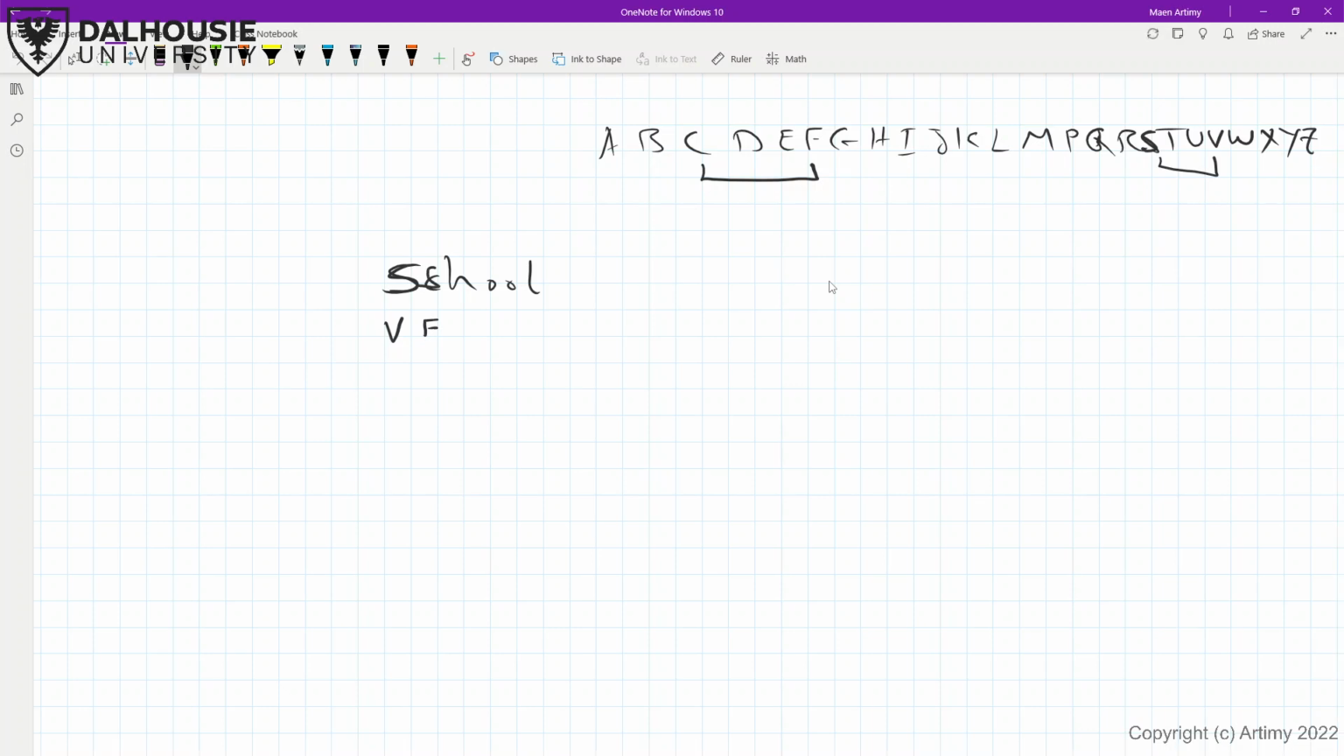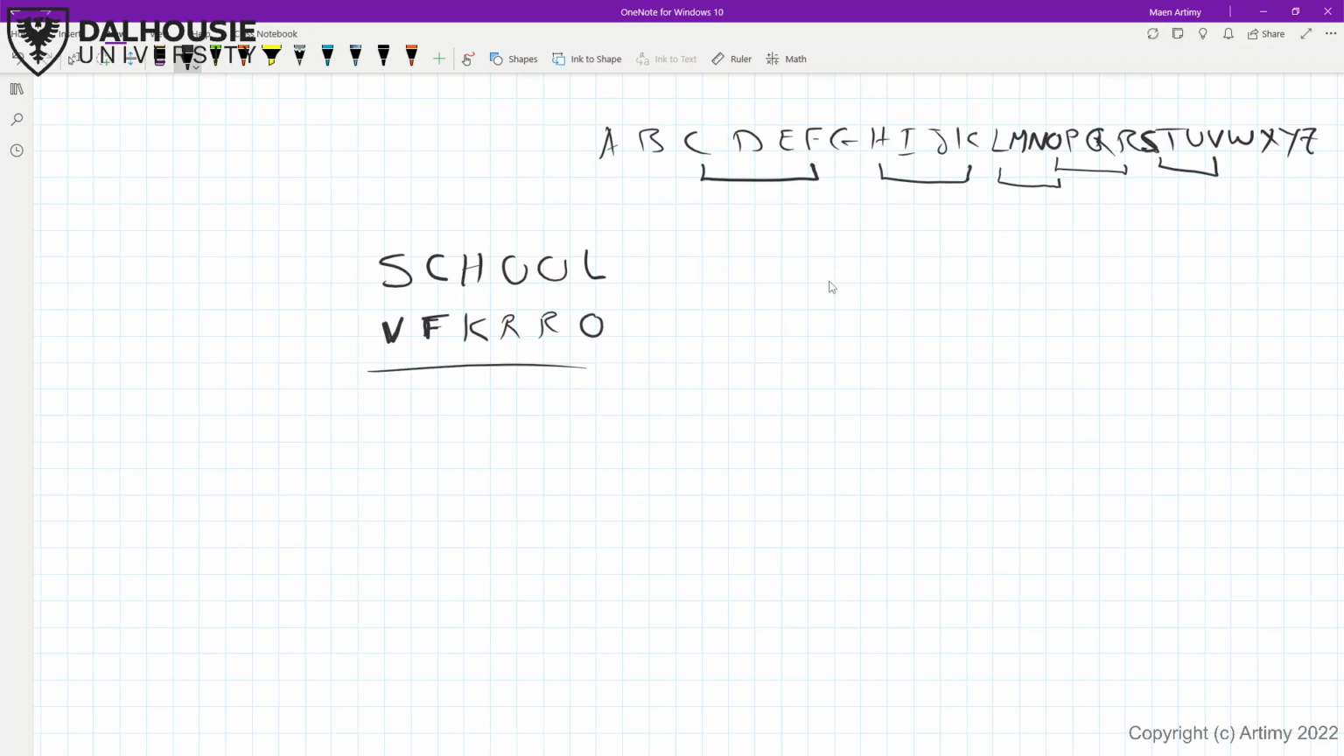And I'll assume all capital letters for now, just to make sure that the example is easy. So school, VFK. So H becomes K, O, M, P, Q, R. So I forgot O somewhere. O here. Actually, I forgot two letters. L, M, N, O. All right. So O becomes R, and L becomes O. So now this is the Caesar cipher.